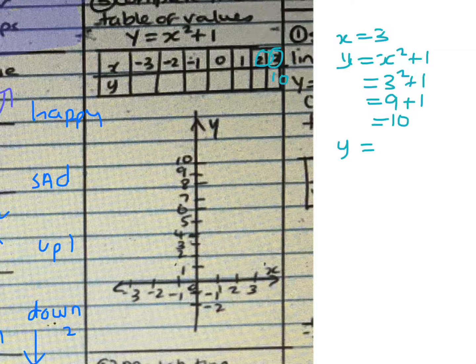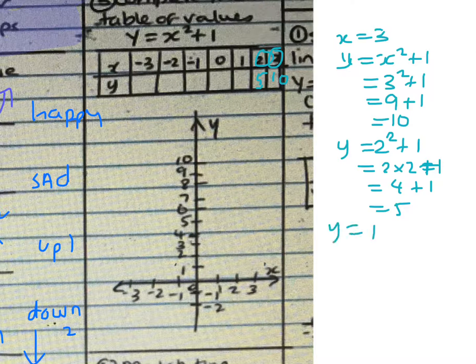Then we're going to do 2. So it's 2 squared plus 1. 2 times 2 is 4. 4 plus 1 is 5. So that one would be 5. Then we're going to do 1. 1 squared plus 1. 1 times 1 is 1, plus 1 is 2. 0 squared plus 1. 0 squared is 0, plus 1 is 1.